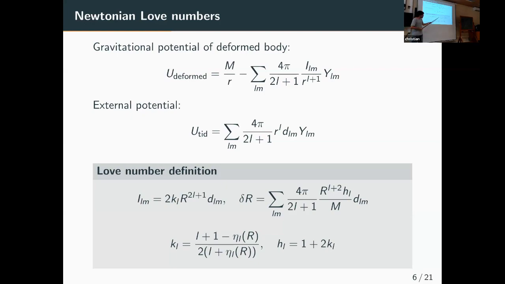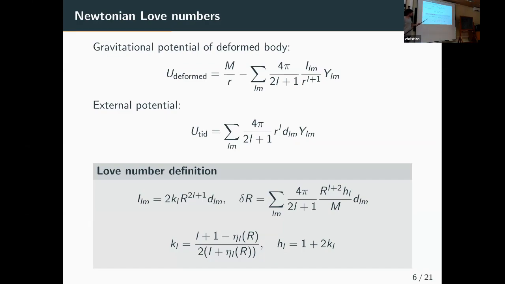The deformation of the body itself is given by the delta R here, which is given by a different set of Love numbers, that is HL, which in the end in Newtonian gravity has this simple relation with what we usually call the tidal Love numbers. And KL, as I said, depends on ETL, which is the function inside the body evaluated at the radius. And so here is how the tidal Love numbers contain information about the interior of the body. So this is the very simple description of how tidal Love numbers and tidal deformabilities work in Newtonian gravity.